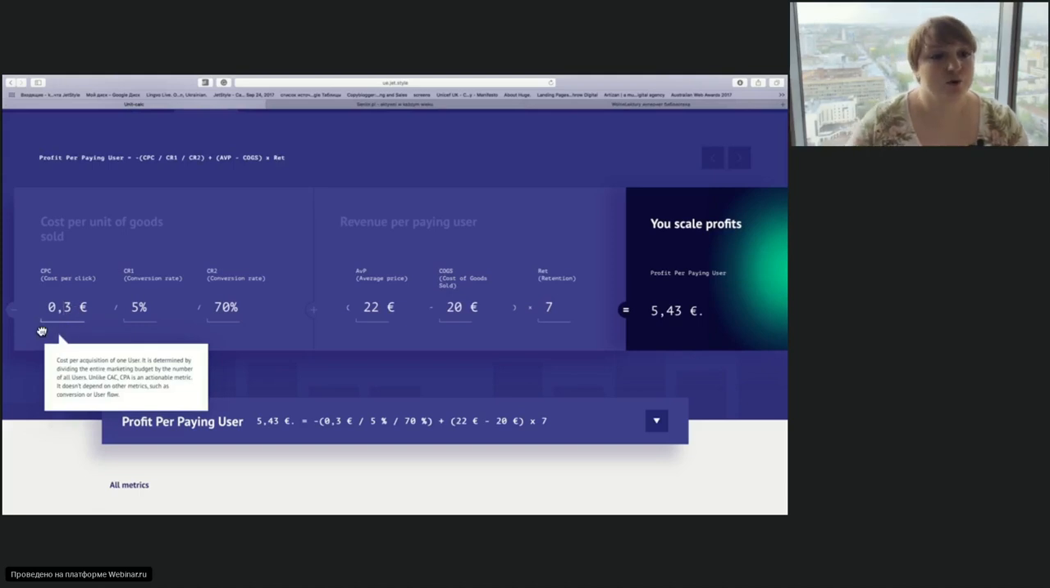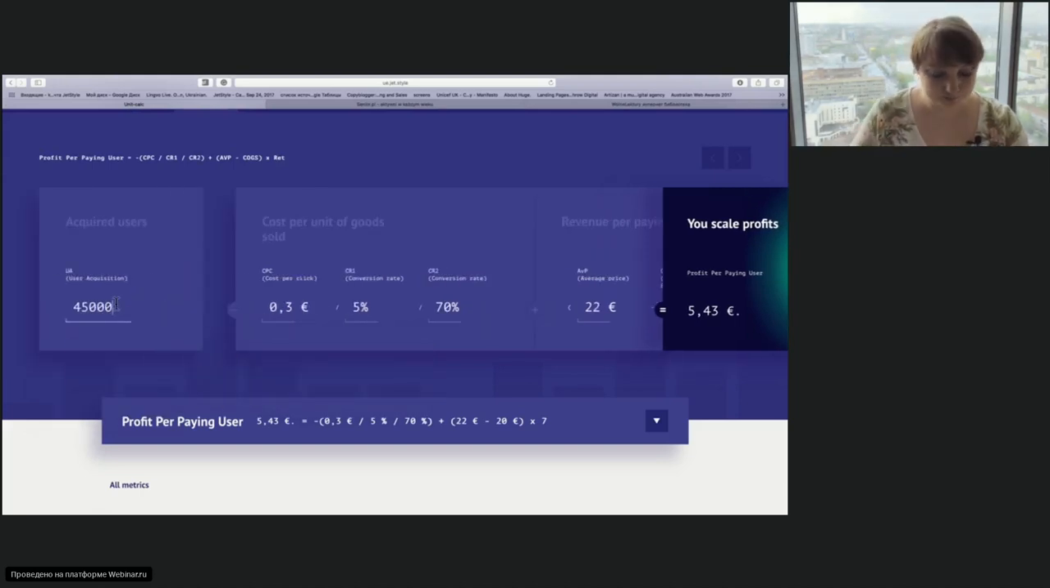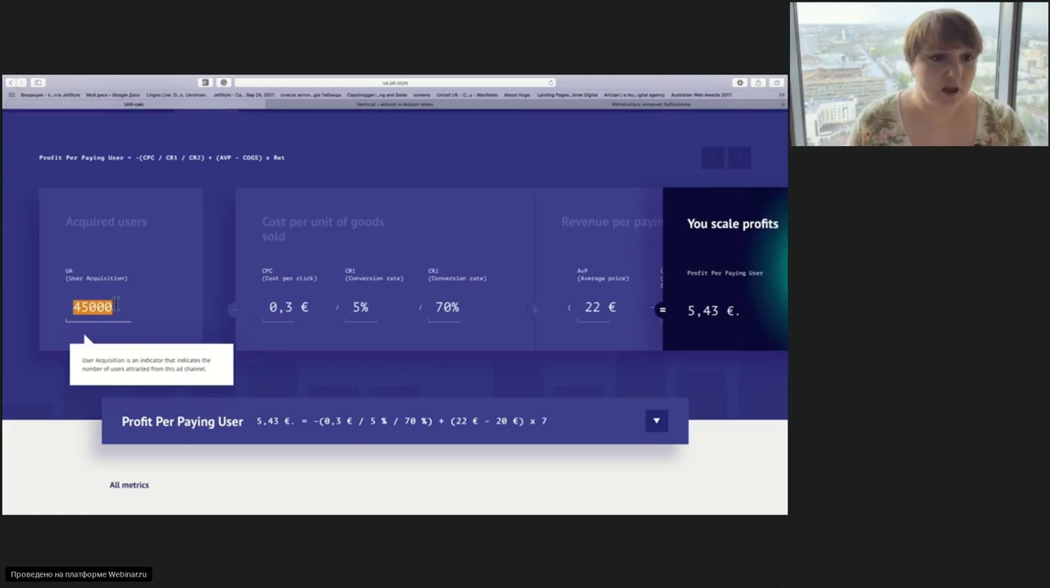I will show you on our online calculator, which Kate has already shown you. First of all, I need to make a note that I'm not using the real figures. I'm just giving you examples. That is, I have no right to show you real figures here.